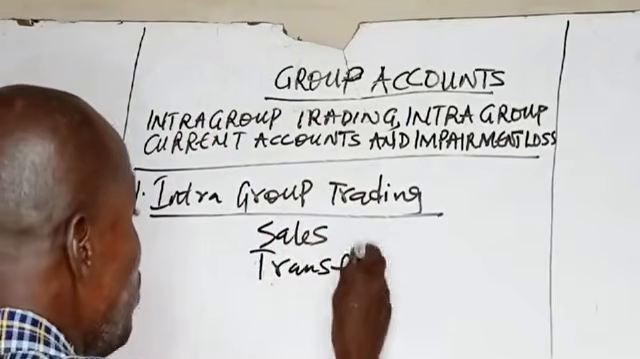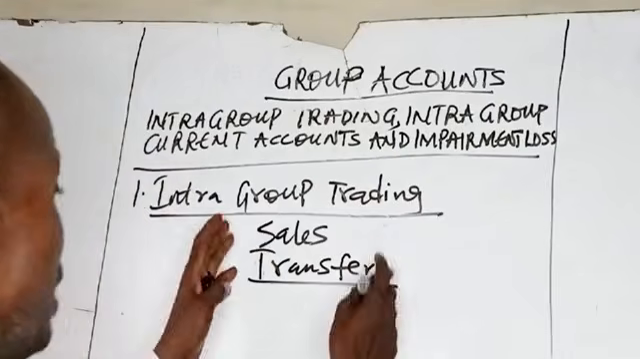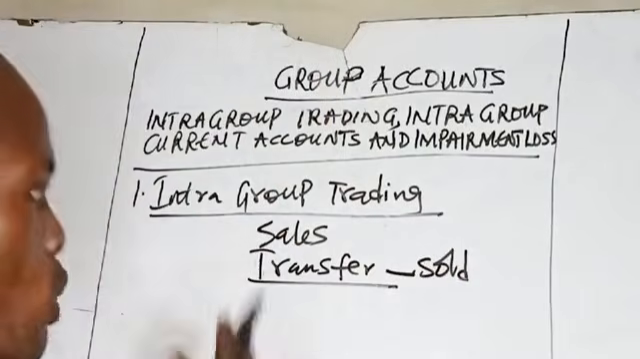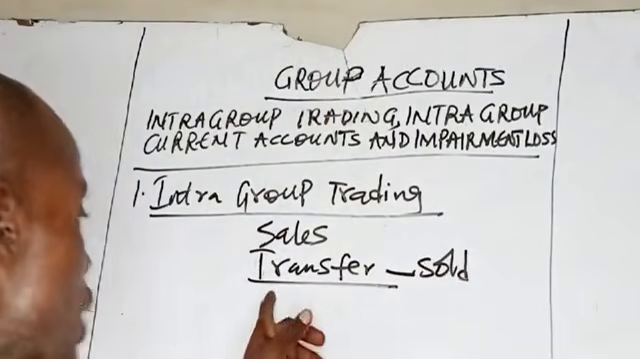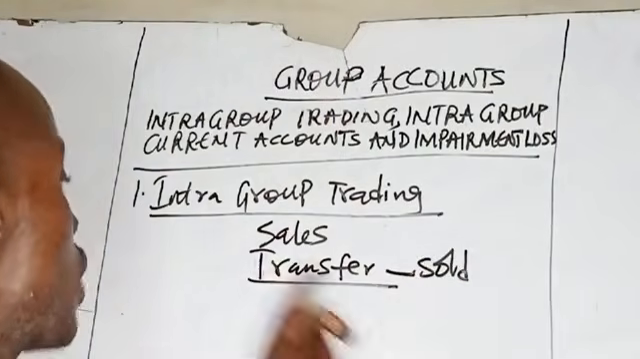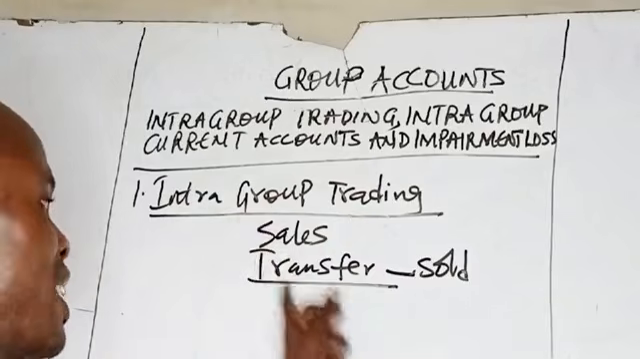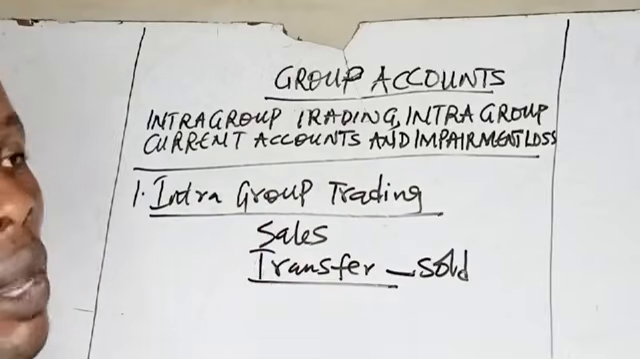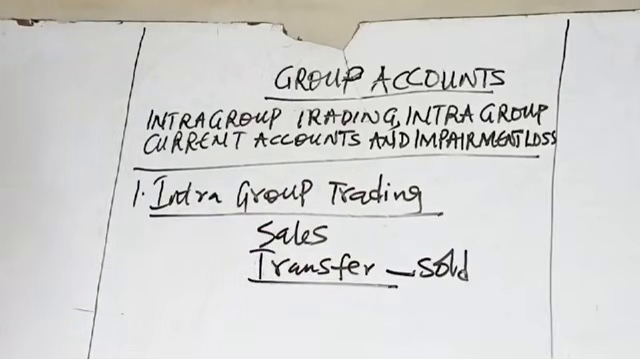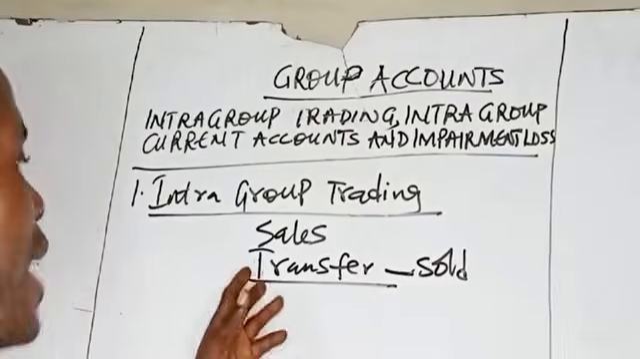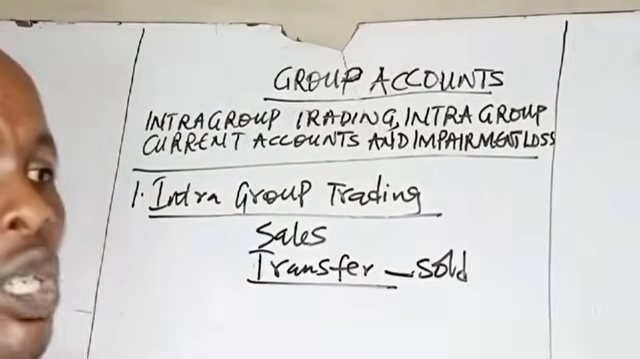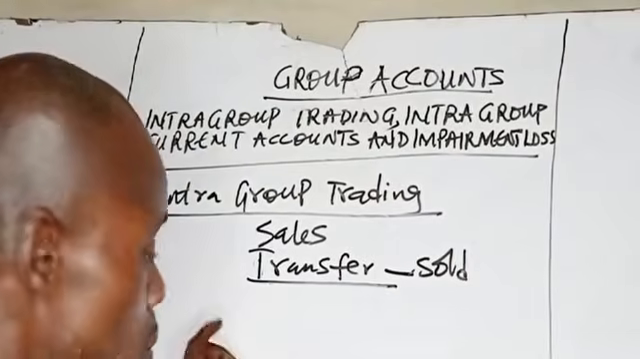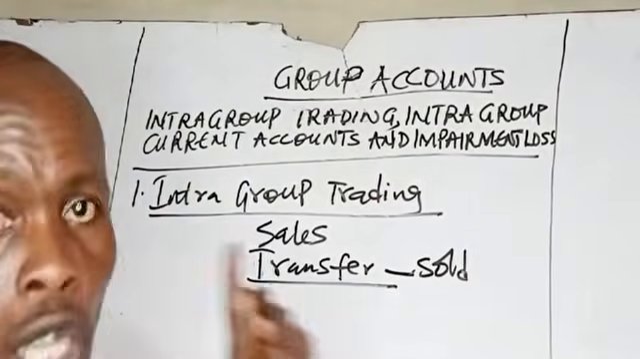So if you use the word transfer in a group, it means the goods are sold between the members of the group. Such goods are assumed to be transferred. Transfer means the sales between the members of the group. Where goods are transferred between the members of the group at cost, no further adjustment is required.